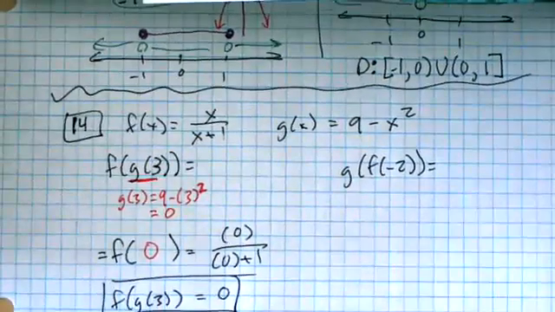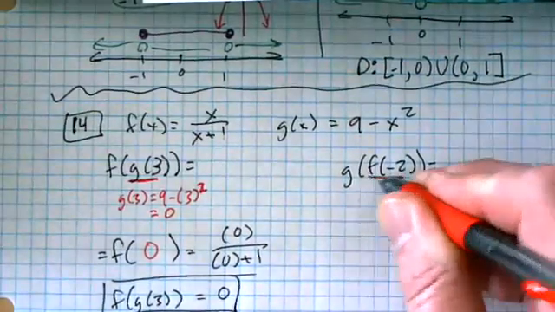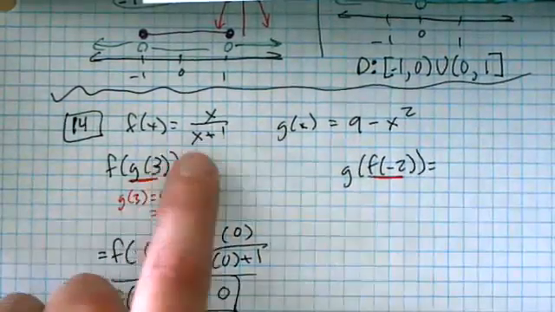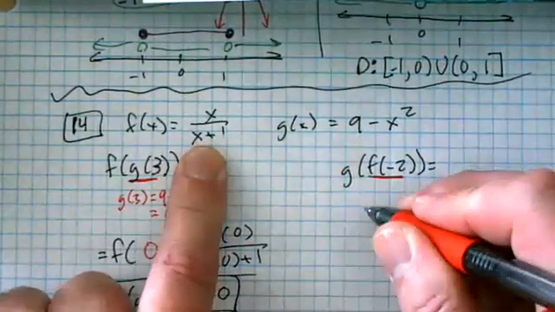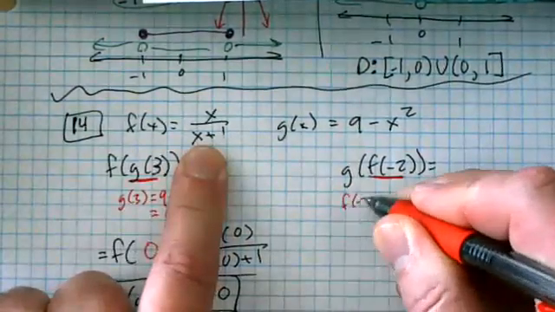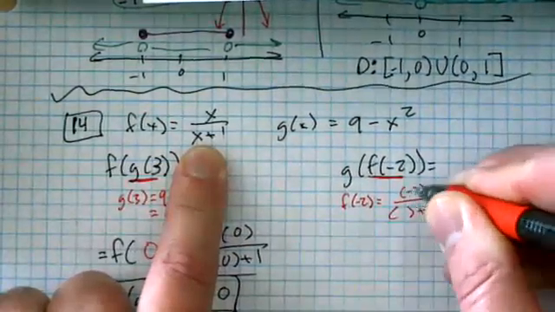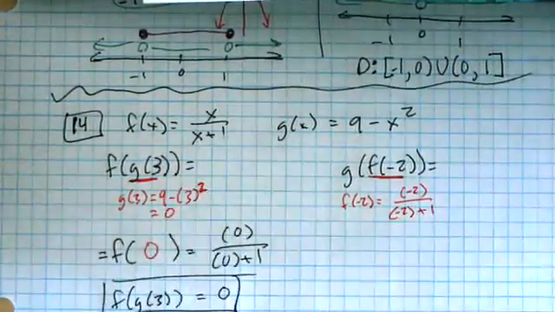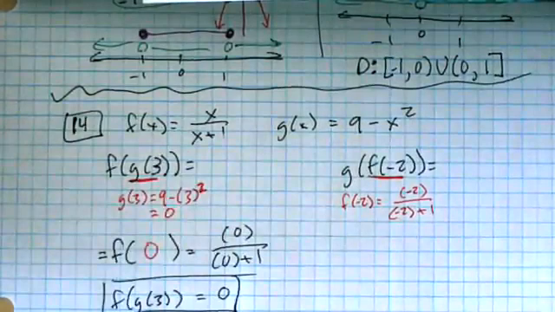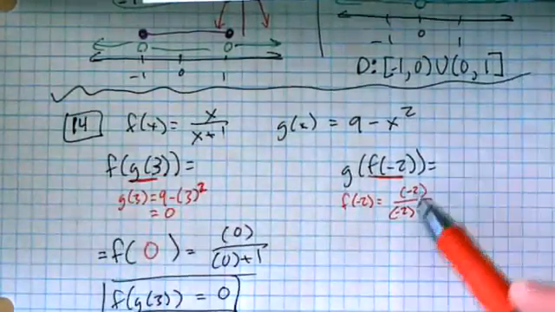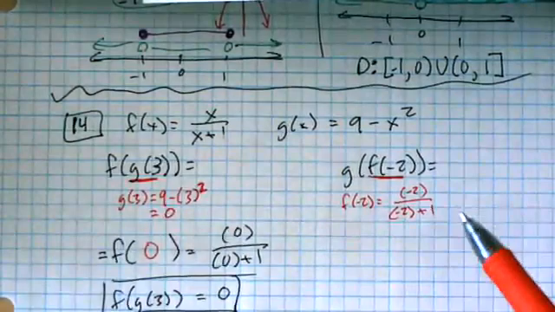All right, let's do the second one here. We got f of negative 2 on the inside, so we'll try and do f of negative 2. So f of negative 2 is going to be x over x plus 1, but we're putting -2 in both of those spots. We get -2 over -1, which is +2.